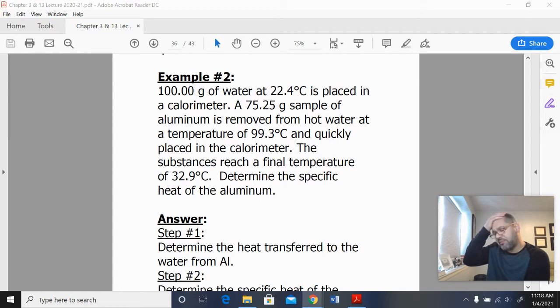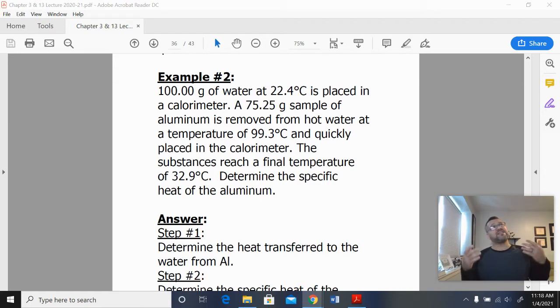If I leave that piece of aluminum in that hot water that's at 99.3 degrees Celsius, logic says that eventually that piece of metal will get to the same temperature if it's sitting there for so long. And then I take that piece of metal, that aluminum, and I quickly put it into the calorimeter. Remember, the calorimeter's got 100 grams of water. It's at 22.4 degrees Celsius.